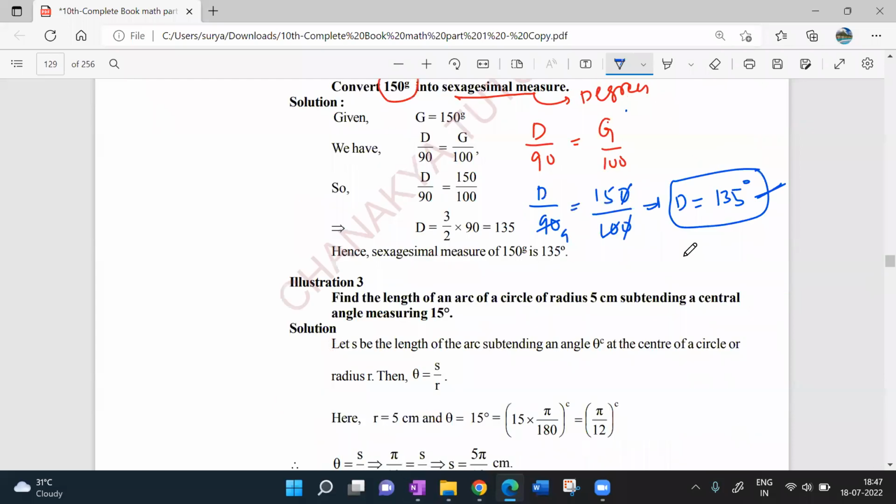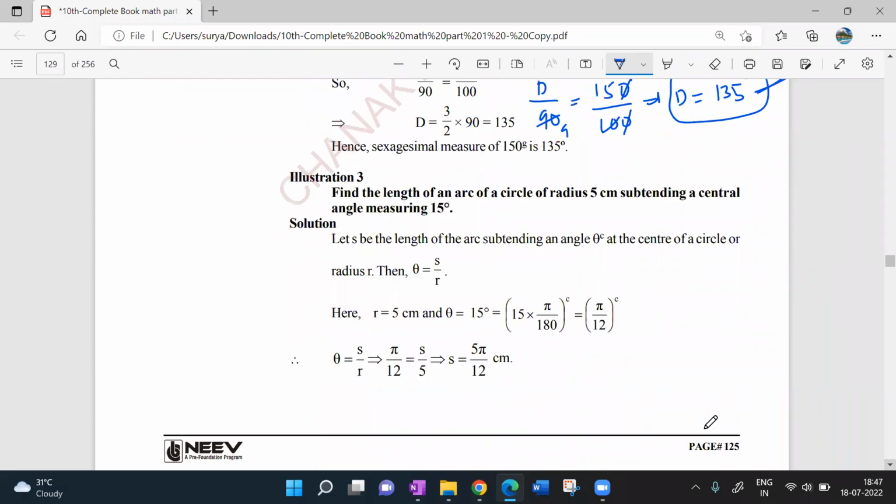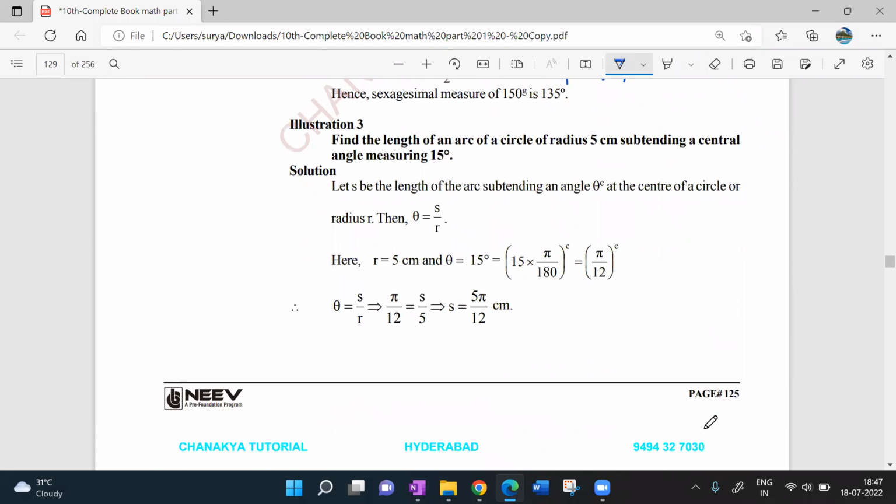Is it clear? Yes. Next, find the length of an arc of a circle of radius 5 centimeters, subtending a central angle measuring 15 degrees. So what he has given here, look at it. This is a circle, this is the arc length. This is the 5 centimeter radius and this is 15 degrees. He's asking us to find the length of the arc, this L, beta.